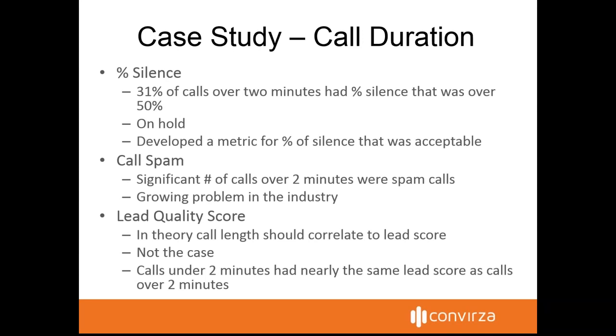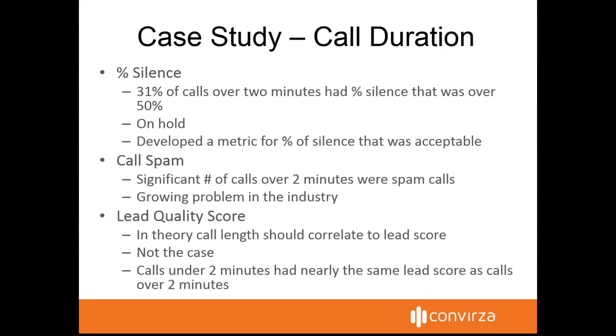It may be slightly different for each industry and business model, and we can calibrate our system to weed out those deviations. But long story short, based on percentage of silence alone, they quickly determined that duration was not a good measure, and yet they were basing their entire billing model off of duration. Second was call spam. And I think Mike could attest to this.